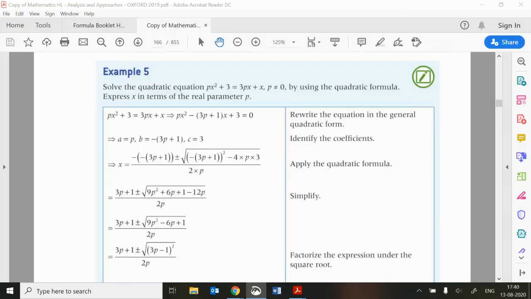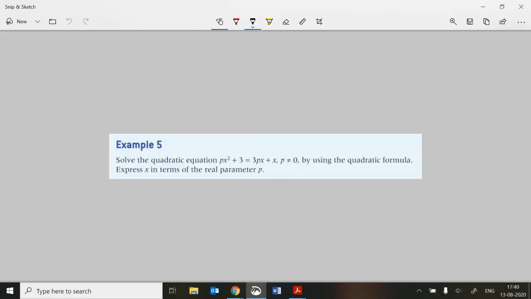And here we go. So this one says, solve the quadratic equation. It gives us a quadratic equation in terms of p's and x's. X is our variable, and p is this parameter or constant. And it says p is non-zero, so it's definitely a quadratic, and it says by using the quadratic formula. So let's do it then.